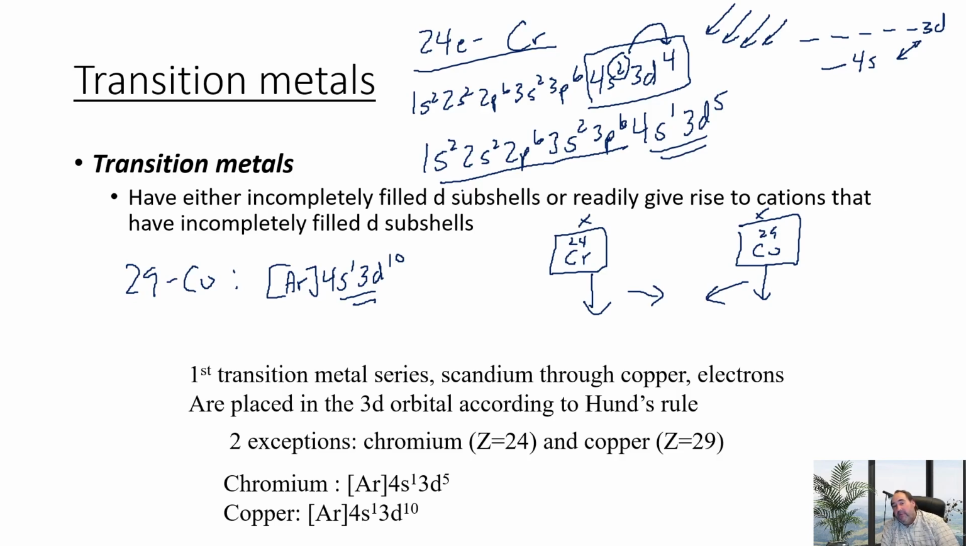You will be responsible for knowing chromium and copper's correct electron configuration, which again is one more electron in the d orbital, one less electron in the s orbital. All the other ones, including silver and the others in this region of the periodic table, which are also technically exceptions, you don't have to worry about for our class. You can just write the electron configuration based on the chart.